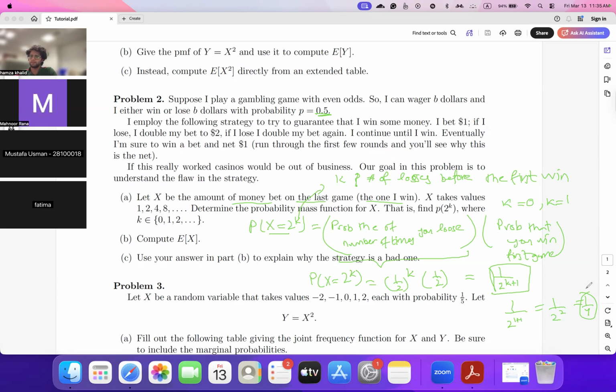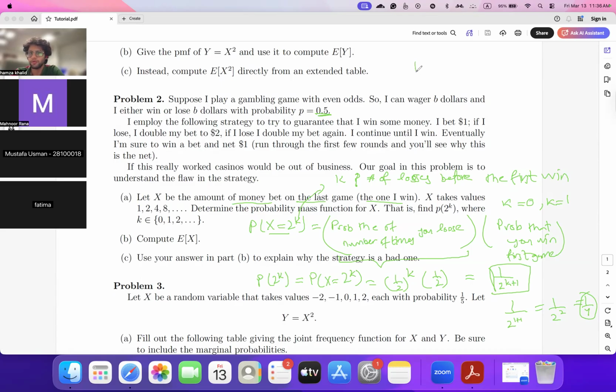Sir, I have a question. Yes, please. They asked us to find the probability of 2 raised to power k. I understood k, it's the number of losses before the first win. So what's this probability, the 2 raised to power k one? No, this is the problem. This is basically P of 2^k, don't you remember?